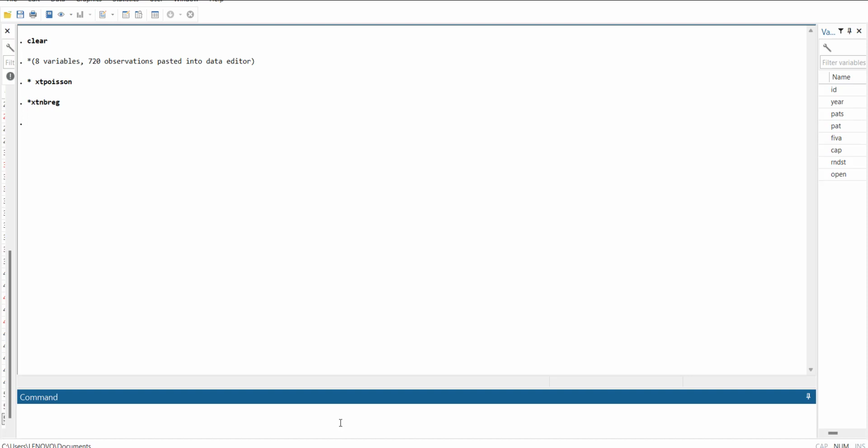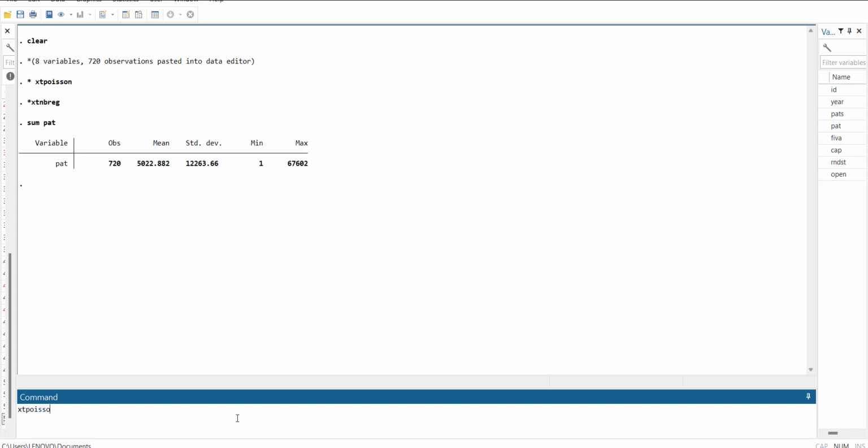First of all, we'll do the descriptive stat sum for the dependent variable PAT. We can see that the mean and standard deviation are not equal, so it's highly likely that we have to use negative binomial. But for the sake of understanding, I will estimate both of them today.